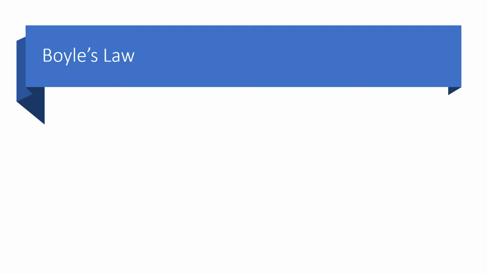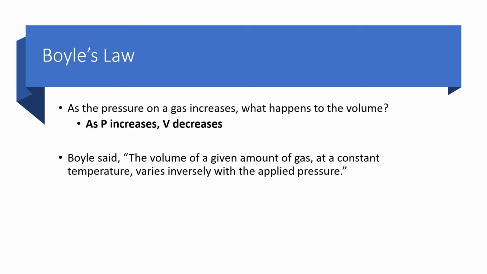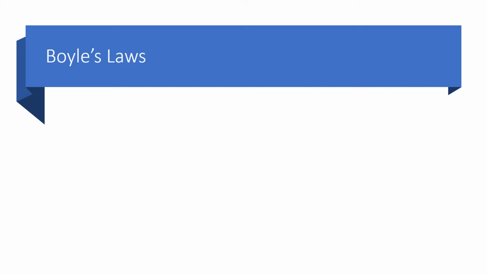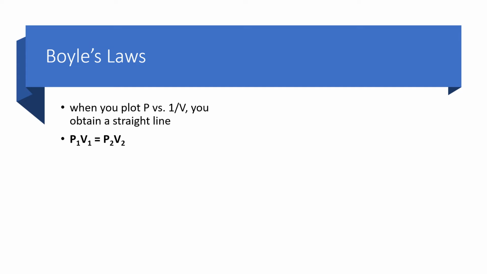A really important law that we use in gases is Boyle's law, which states that pressure and volume are inversely proportional under constant temperature. So as pressure increases, volume decreases. When you plot pressure versus 1 over volume, you obtain a straight line.